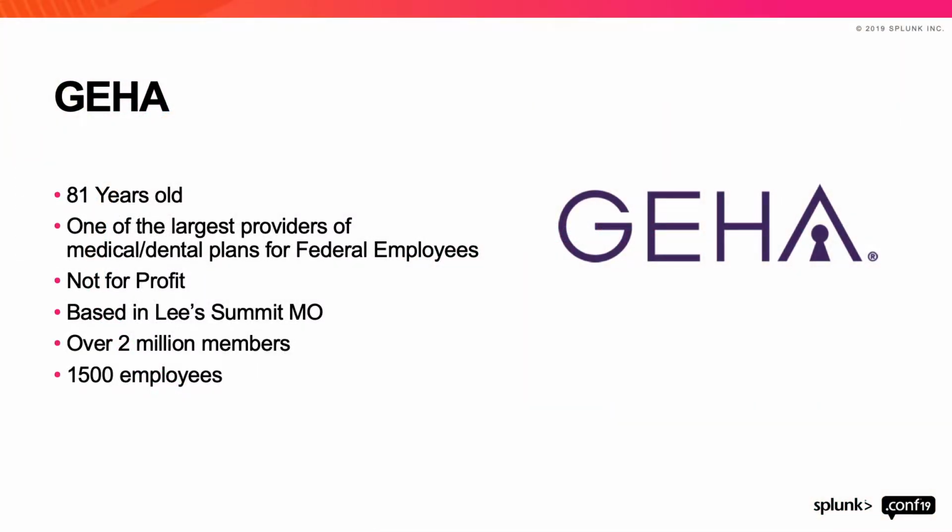So let me tell you just a little bit about GEHA. We're a pretty old company, about 81 years old. What we used to be is an insurance company for railroad workers. It's since evolved, and it's become one of the largest providers of medical and dental insurance for federal civilian employees. It's a not-for-profit, so we don't necessarily always have to worry about stockholders, which is nice. We're based in Lee's Summit. We have over 2 million members and about 1,500 employees, so we're a nice mid-sized company.